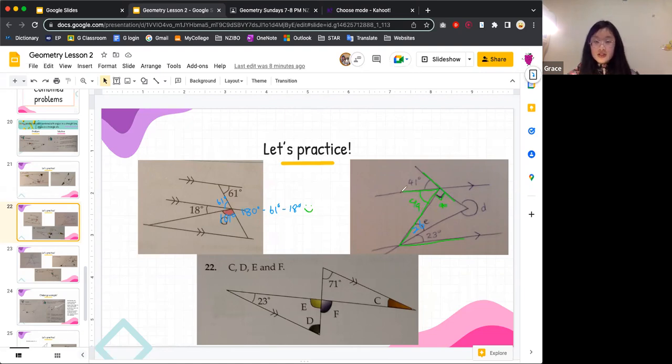And then we've got alternate angles. So we've got this angle right here is 49. So that means if this is 23, then E must be 26. So yeah, good job. All right, anyone have a crack at angle D?